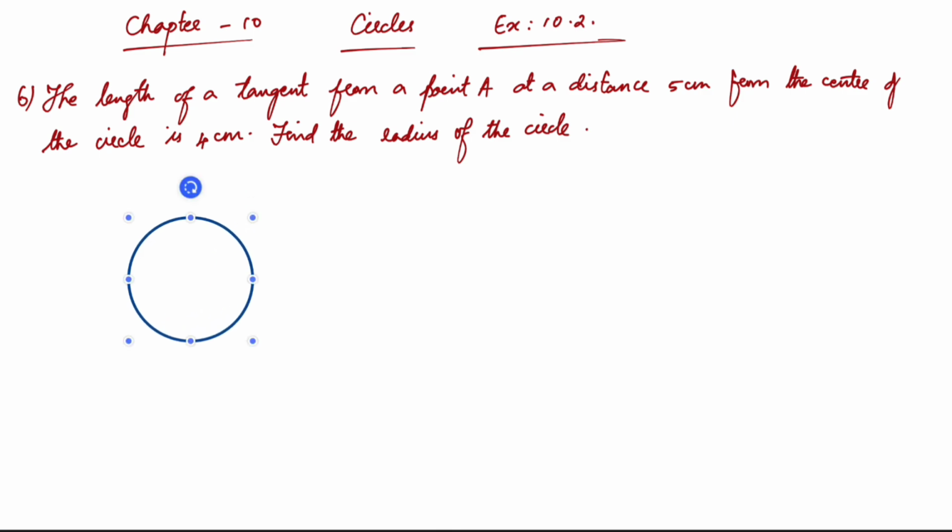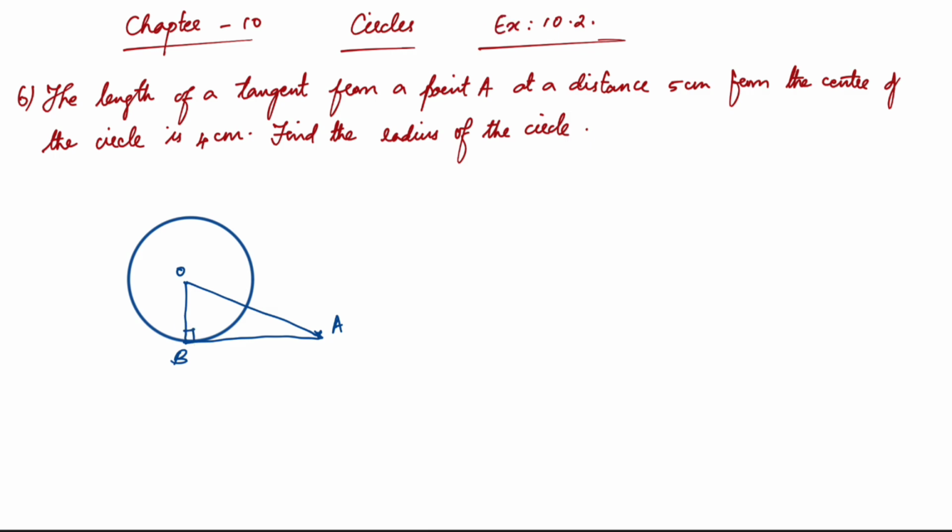A circle with center O, point A at a distance of 5 cm from the center of the circle, and that is a tangent. Let's draw a tangent and the point of contact B, and let us draw the perpendicular, that is our radius.